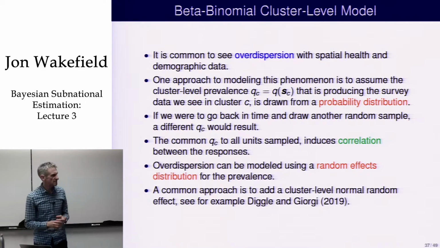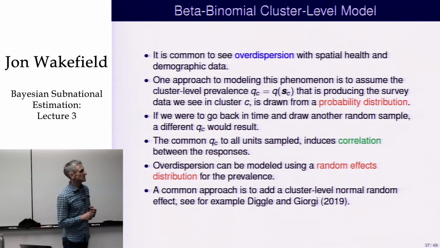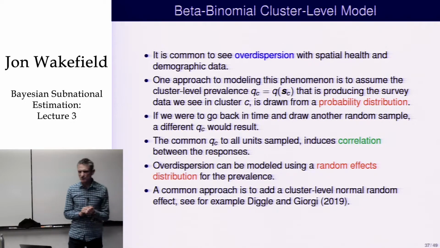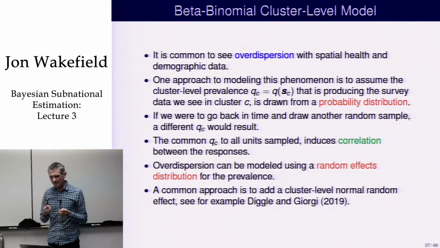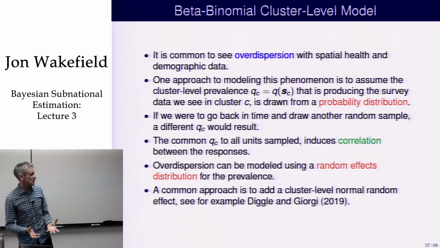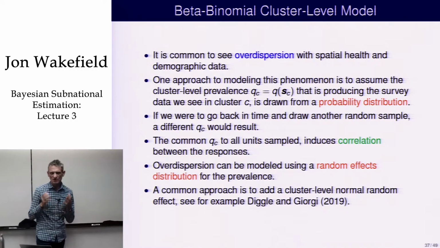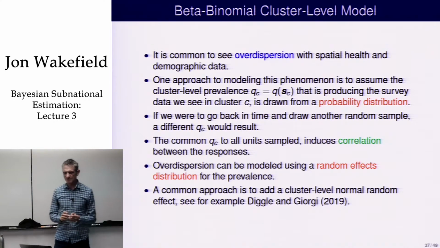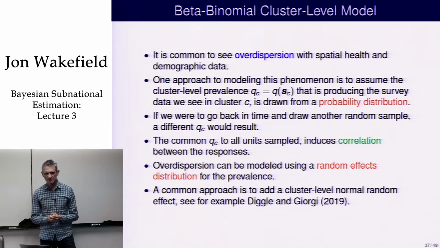Now, in general, with health data examined in space, and with demographic data as well, we see over-dispersion. What that means is we see variability which is greater than that suggested by a binomial distribution, which would be the obvious model to start with here: a binomial for the number of counts, for the number of deaths we'd see over a sample of size n.